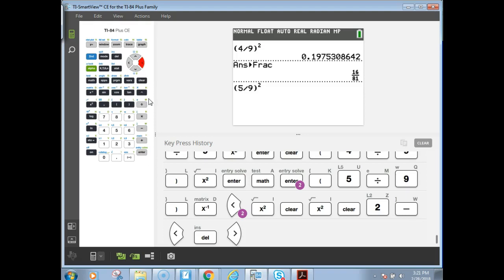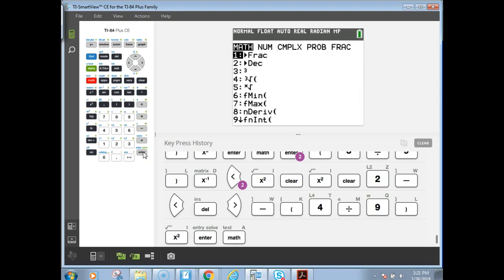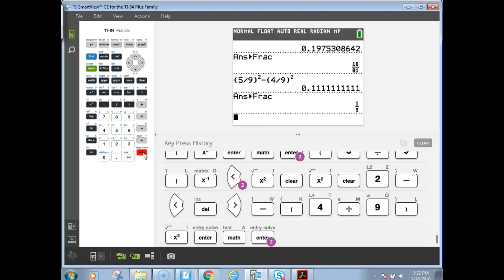I had to get out of that exponent, and if I were to subtract from that the 4 divided by 9, quantity squared, and then hit your math enter, but I wanted you to see how to do it by hand. It gives you 1/9, but then we had to take the square root, which was 1/3. We still would get the same answer, but you would now have to take the square root of 1/9.